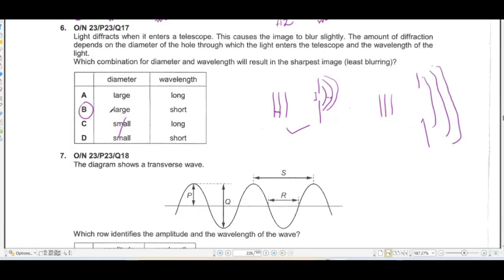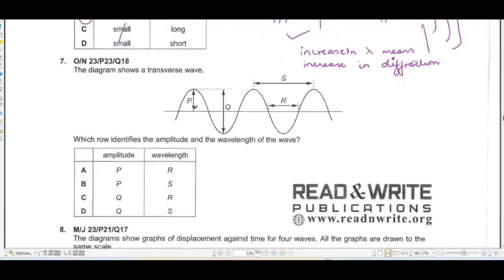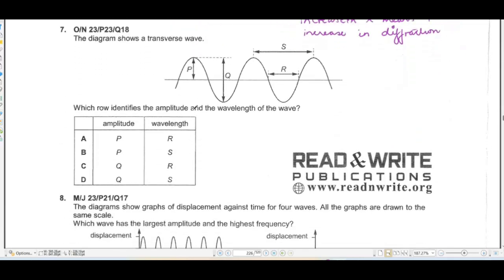There is another thing that I should tell you over here. Increase in the wavelength means increase in diffraction, okay? So we had to minimize the diffraction, and these two measures are going to minimize it. These are small concepts that you should know in order to answer these questions. This is a fairly easy, straightforward topic, but you should know your concepts well in order to answer these questions.